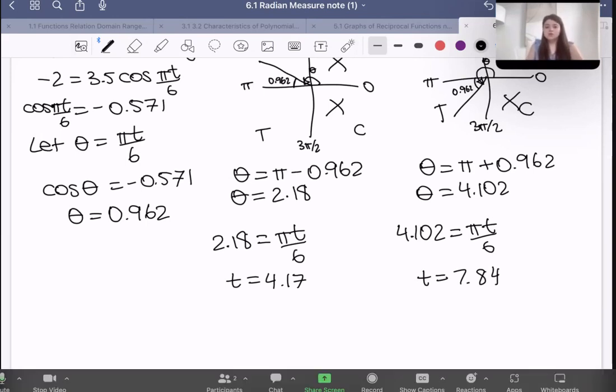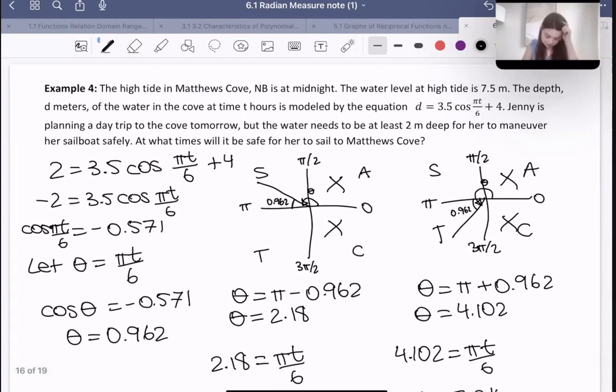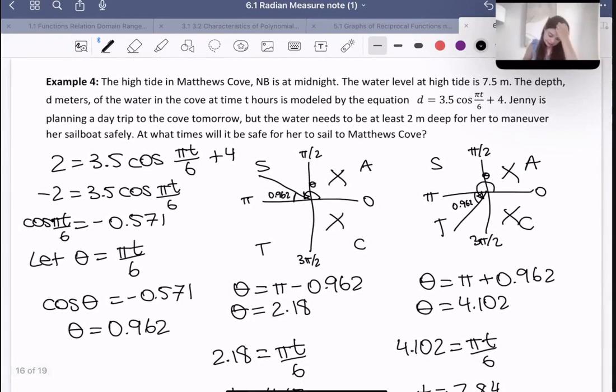All right, so what times then? Because they said this in terms of the times. Let's go back to the question to figure it out. The time t in hours is modeled by this equation, and it's the level after midnight. Okay, so this is how many hours after midnight.